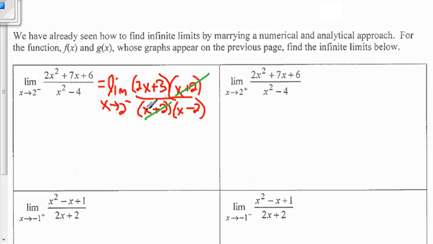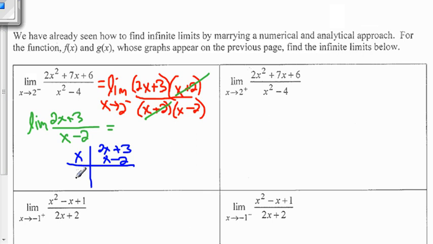We can cancel these out. I know when I substitute in 2, it's going to be undefined. And obviously we know it's going to be at a vertical asymptote, so let's now see if it's going to be positive infinity or negative infinity. I'm going to use our numerical approach: as x approaches 2 from the left, I'm going to pick a point that's pretty close to 2, coming in from the left, that's 1.9. And now I'm just going to find what the signs are.